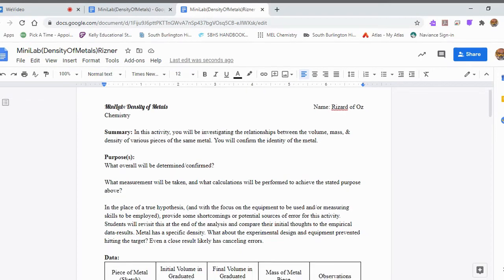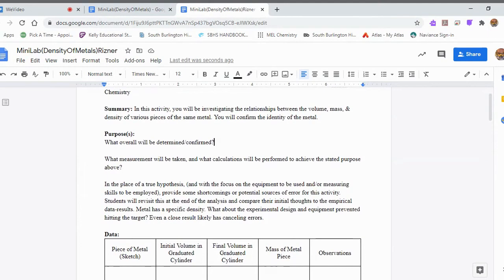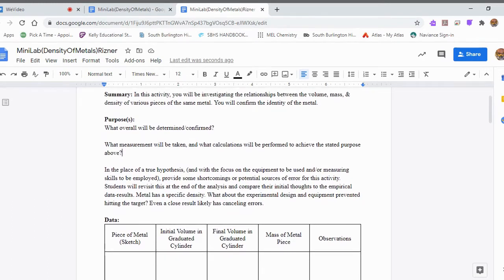Or you could say that the purpose is to find the density of this metal. Or if you didn't know what the metal was, it would be to confirm or identify what metal it is based on the density. Here, for the measurements that are going to be taken, you would say that the volume of each piece of metal is going to be taken, and the mass of each piece of metal. And then the ratio of mass to volume will be the density. That will be the measurements and the general overview of the calculations.